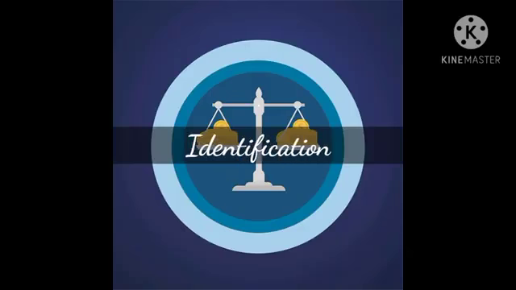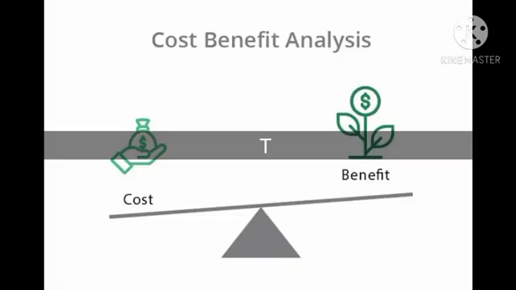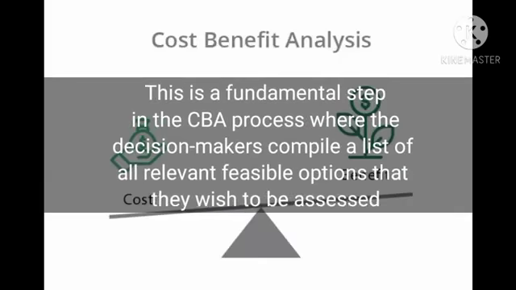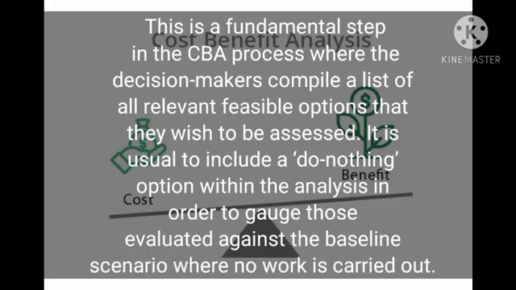Under the cost-benefit analysis, we have identification of the main project options. This is a fundamental step in the cost-benefit analysis process where the decision makers compile a list of all relevant feasible options that they wish to be assessed. It is useful to include a do-nothing option within the analysis in order to gauge those evaluated against the baseline scenario where no work is carried out.